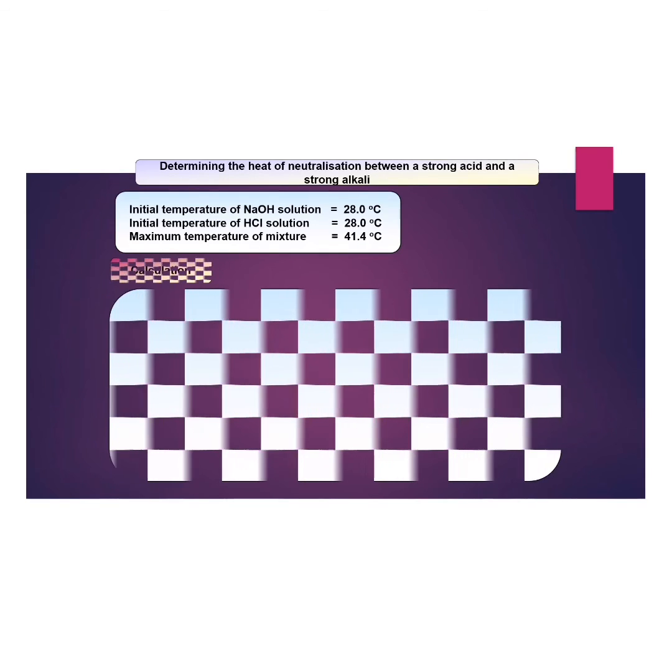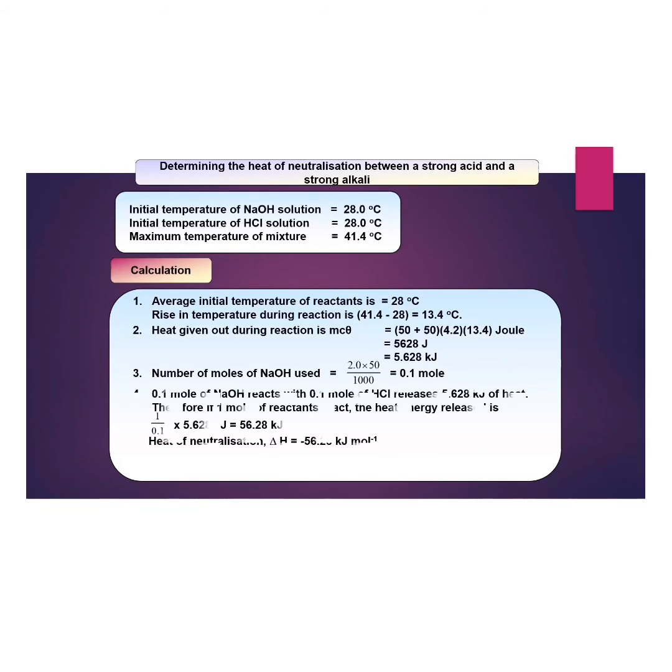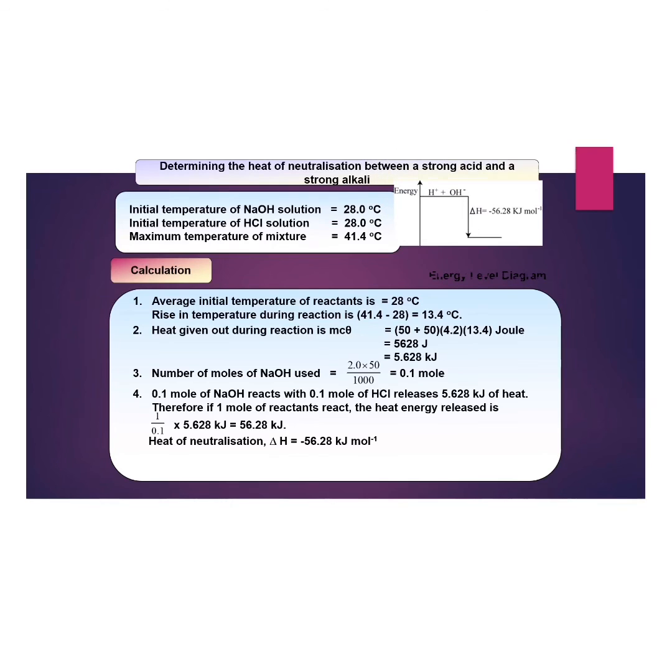Okay, next we will focus on the calculation to determine the heat of neutralization. Based on whatever you already learned, the formula is delta H equals Q over n. Your first step is to determine Q by using the formula mc theta. Then you find the number of moles of NaOH and the number of moles of HCl. Then using Q over n, you can determine the delta H.